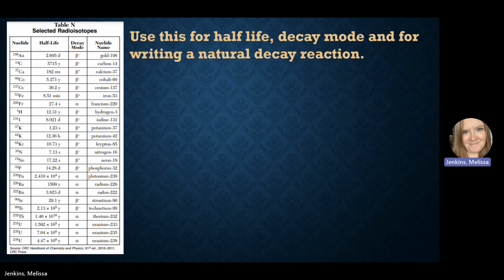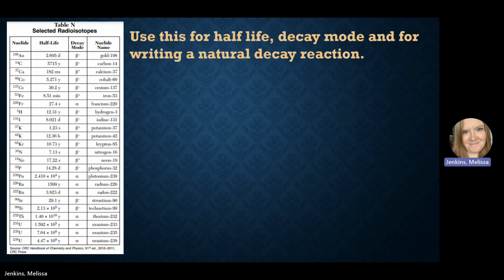Decay mode, table N. So you could be asked about half-life, decay mode, either one. Also to complete a nuclear reaction, like a natural decay reaction. So for example, iron 53. I started writing its atomic number. When it decays, it produces two things. And when it's asked on the exam, it's going to give you 2 blanks, okay, to fill in.